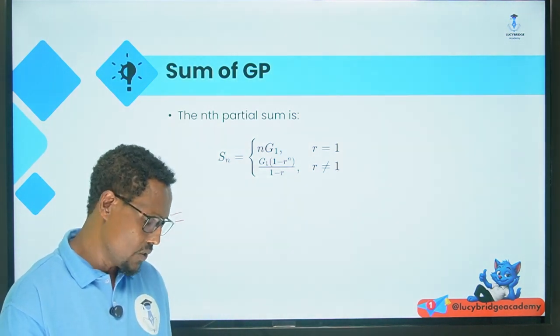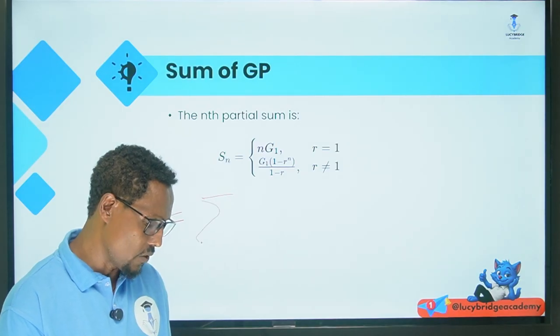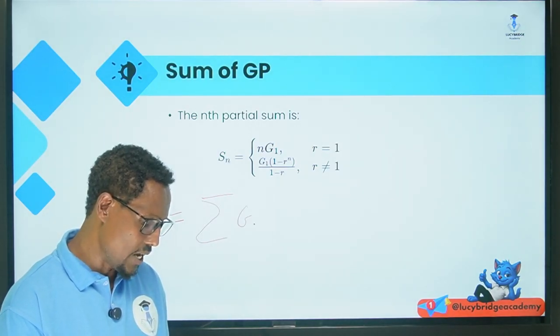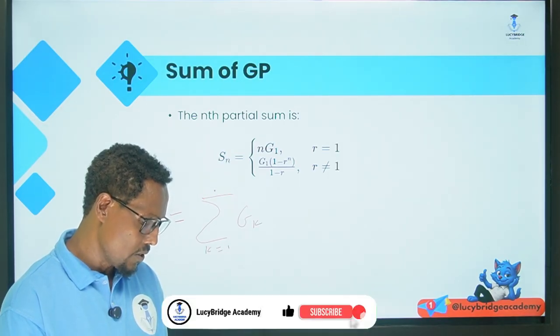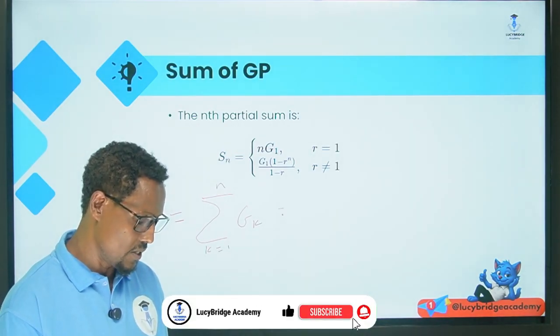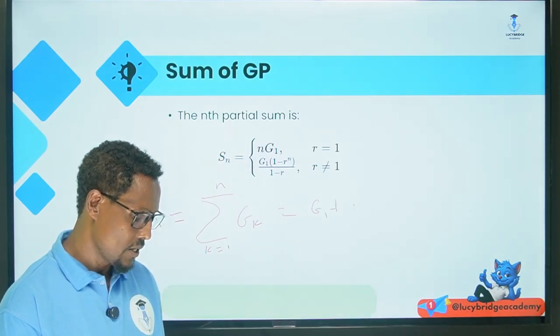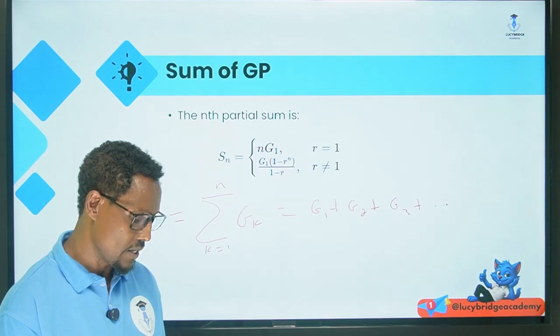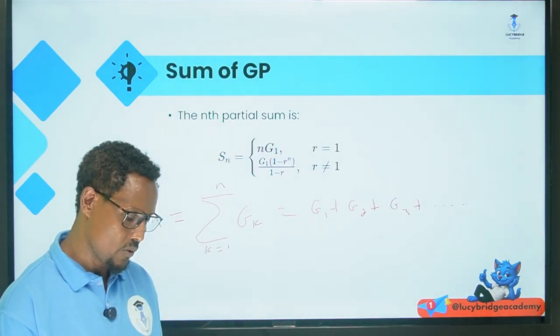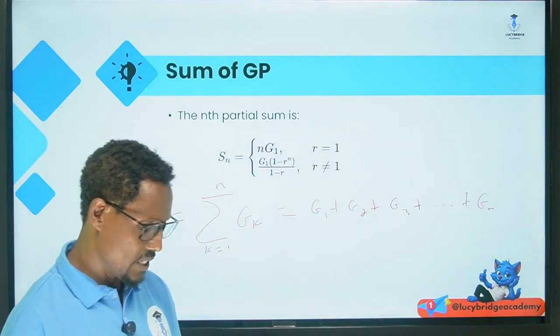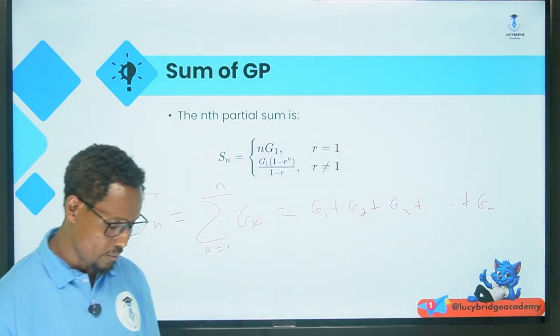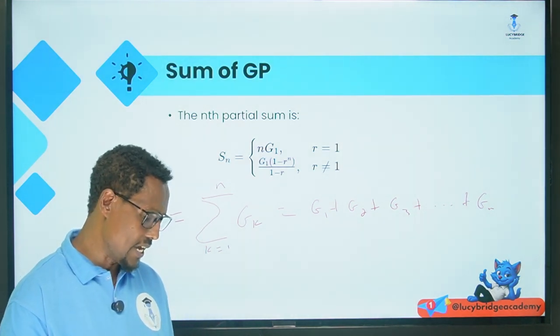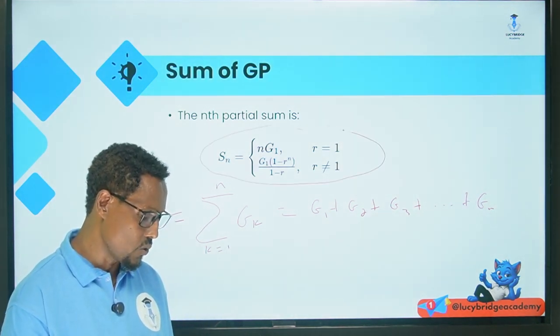Sn is equal to, sometimes we write, summation of Gk where k starts from 1 up to n, right? This means G1 plus G2 plus G3 plus G4 up to Gn, okay? This is called the sum of the first n terms of a geometric progression. In this case, we use this formula.